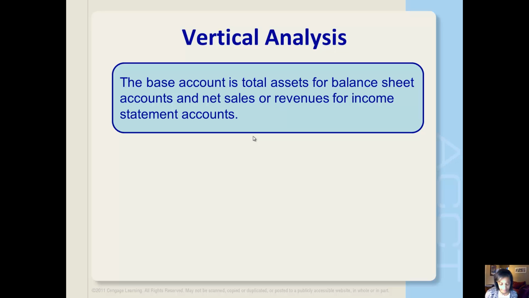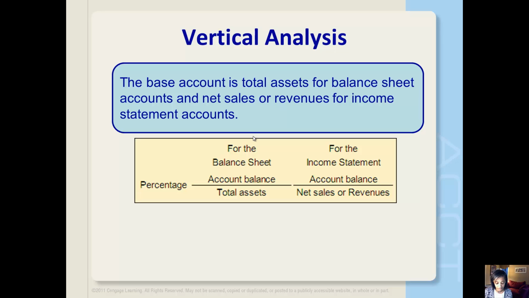In vertical analysis, it's a method of comparing a company's account balances within one year. It's also normally conducted on both the balance sheet and the income statement. The analysis is calculated by dividing each account balance by a base account, and that yields a percentage. The base account for the balance sheet is total assets, and the base account for the income statement is net sales or revenues.